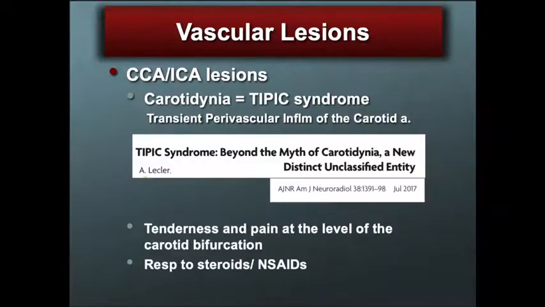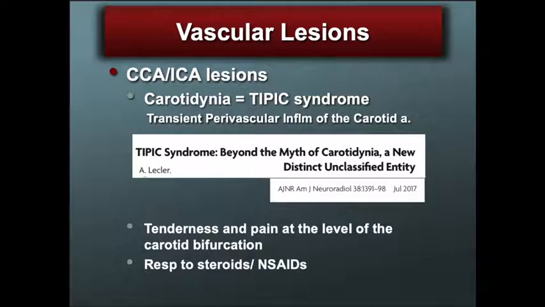The last topic I'm going to be mentioning is another kind of vascular lesion called carotidynia, and it's a pain syndrome, basically, diagnosed when the patient has tenderness and pain at the level of the carotid bifurcation. It is diagnosed when there is no underlying other conditions, no neoplastic process, no underlying systemic inflammatory granulomatous conditions, and it typically quite quickly responds to steroids and non-steroidal anti-inflammatory drugs.